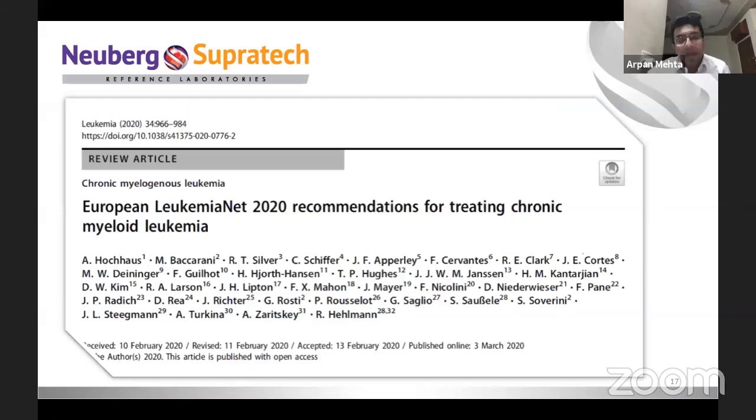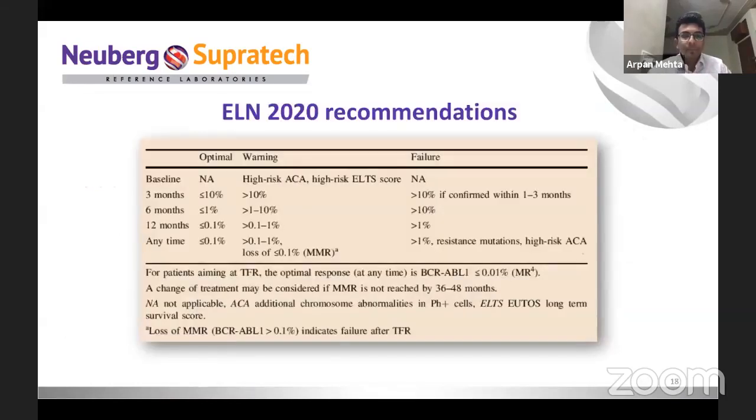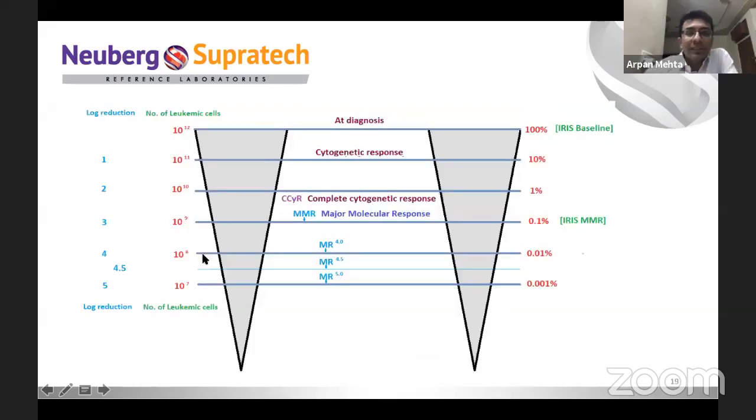Coming to the ELN 2020 recommendations, they are quite similar to the 2013 ones, like I said, but they have given less importance to FISH. So the majority of them are defined by real-time quantitative PCRs. At 3 months, what we need to see is a BCR-ABL1 level less than 10%, at 6 months less than 1%, and at 12 months and thereafter less than 0.1%. So this scale gives an idea of disease burden and thereby shows the response to the treatment delivered.